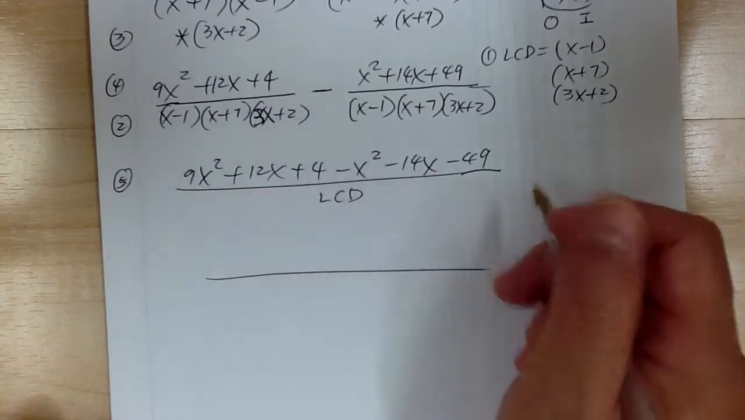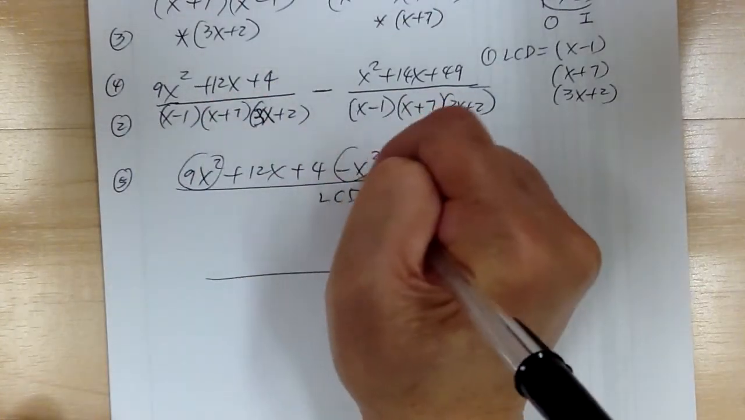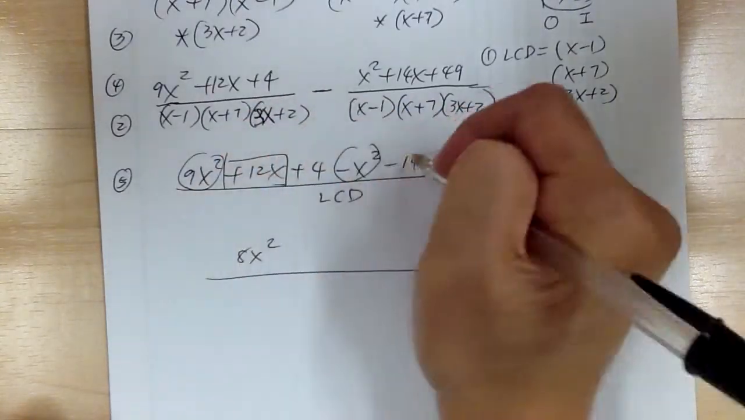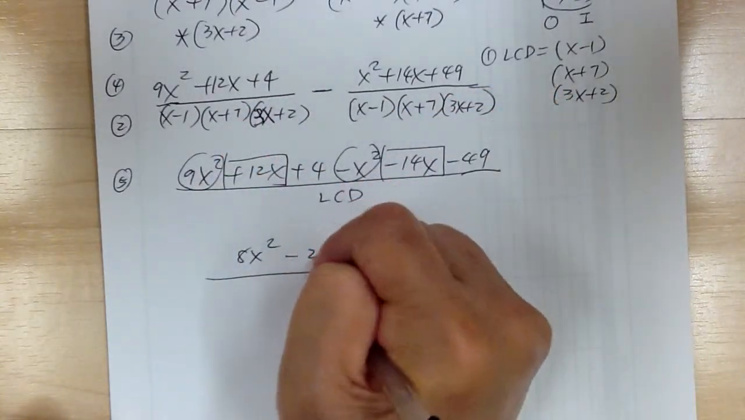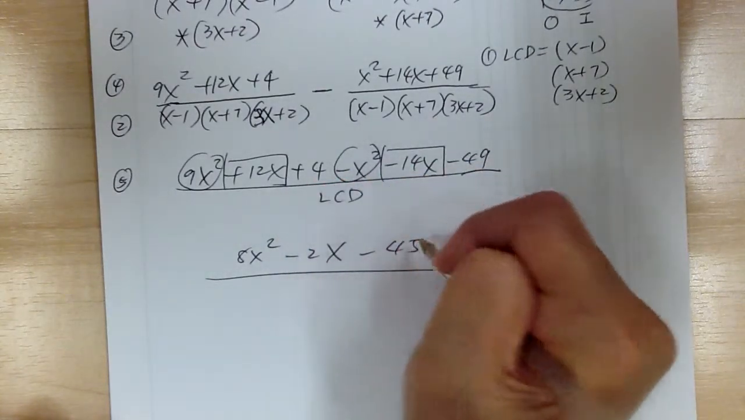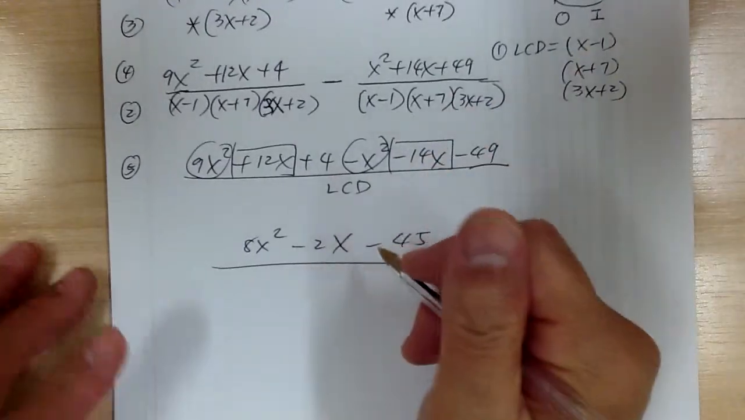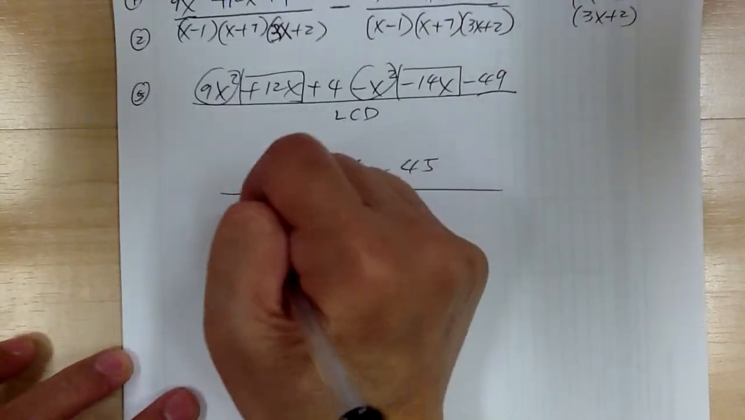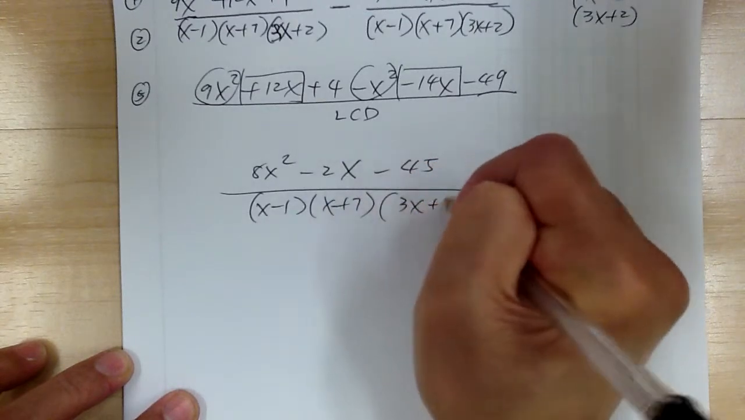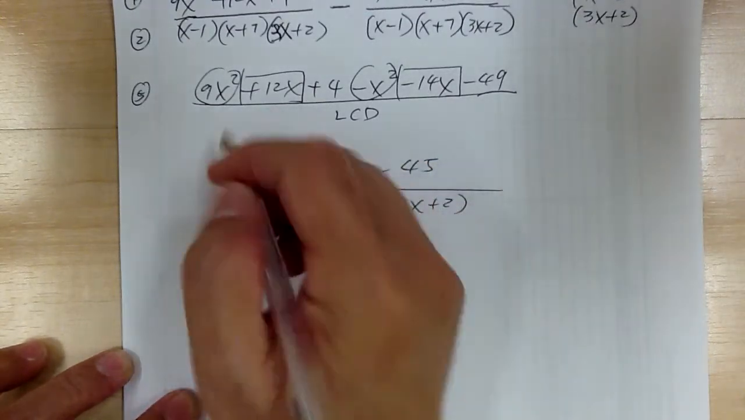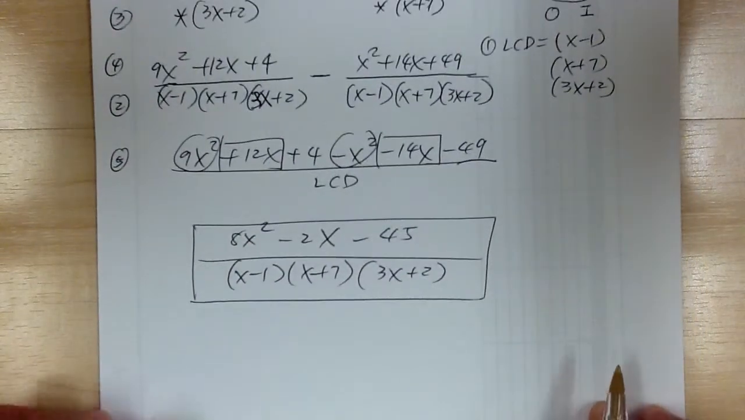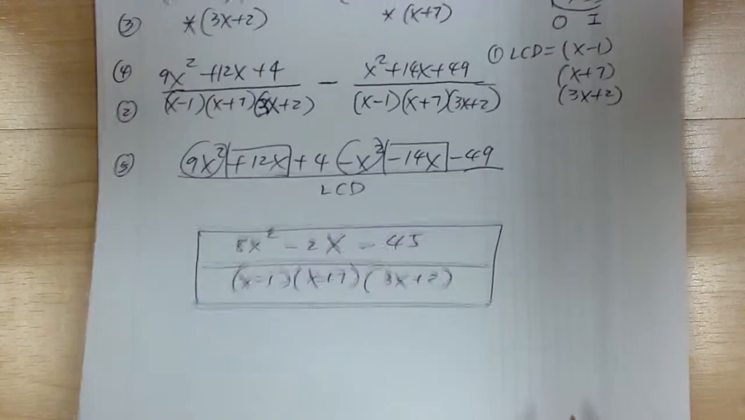Okay, so now you can go and work it out. This one and this one would be 8x squared. Okay, this one and this one would be minus 2x. And the leftover would be minus 45. And then you have to put back the LCD for your final answer. So it would be x minus 1, x plus 7, 3x plus 2. And this is not factorable, so you just leave it. Okay, let's go to 36.